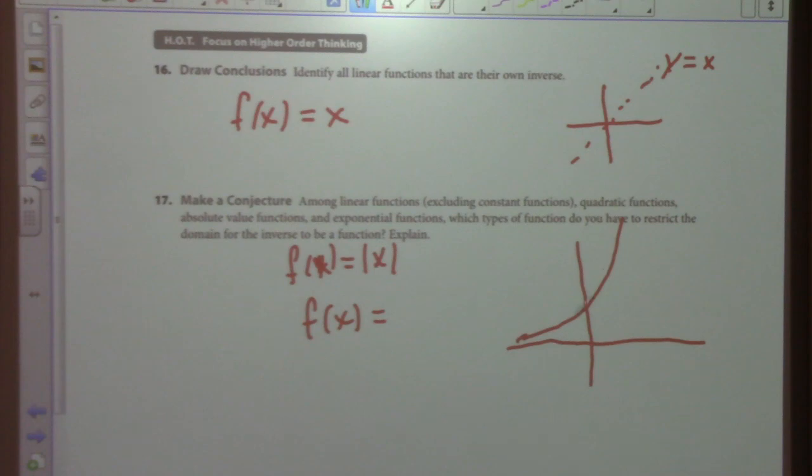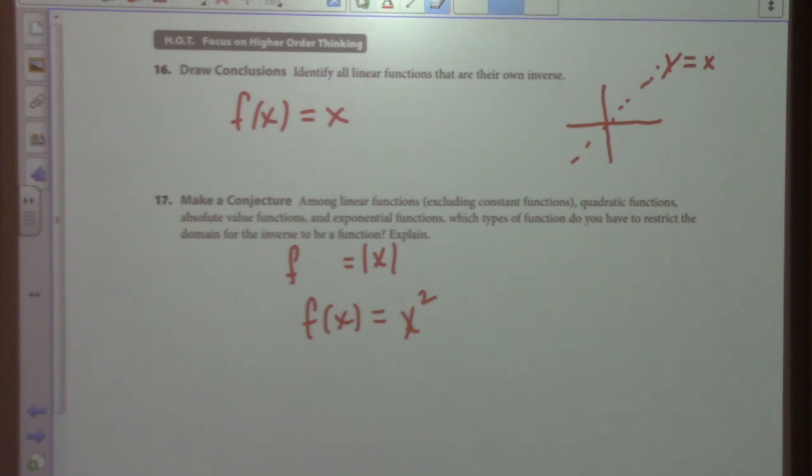Does that look like the inverse of this function is a function? Yeah, it does. So we're not going to have that on the list. What other one is there? How about quadratic? Quadratic would also not qualify, for the same reason the absolute value does not qualify. And I think that's going to be it on that one. So yeah, absolute value and quadratic.